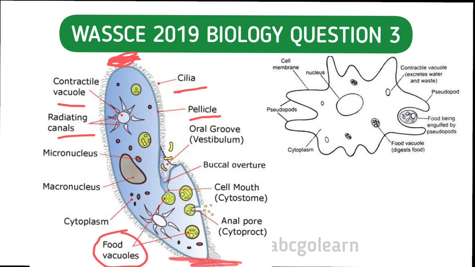So note this very thing. You could be given a question on it, and that's why I want to take my time to explain it so that you understand better. There are still some other organelles we should talk about. Let's go back to cilia. Comparing it to the human body, cilia looks like the hair on our body. And the pellicle is just like our skin that covers our body.